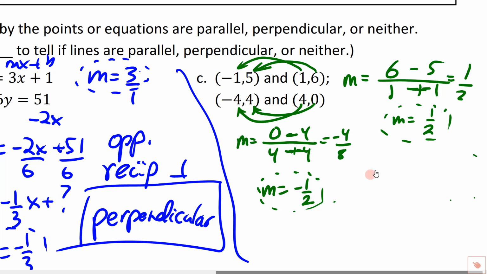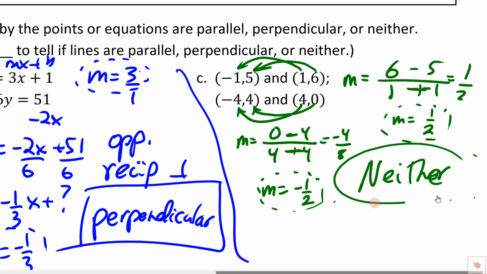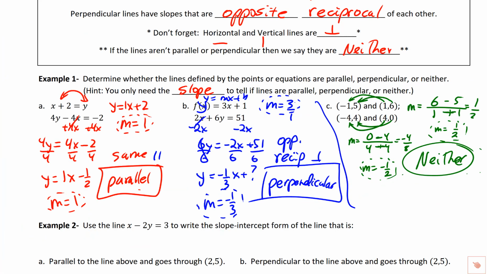The other thing you'll notice is they're not opposite reciprocals. If we were going to do the reciprocal of 1/2, the opposite reciprocal would be negative, and the reciprocal of 1/2 would be 2. That's not what this is. So this is neither. They're not the same, and they're not opposite reciprocals, so that's going to be neither right there.